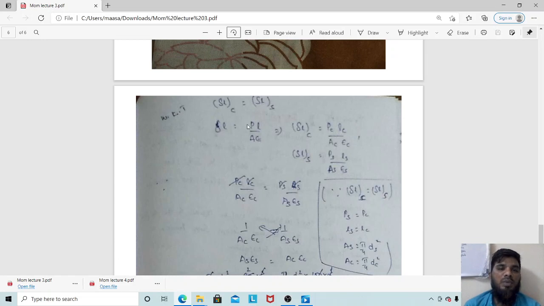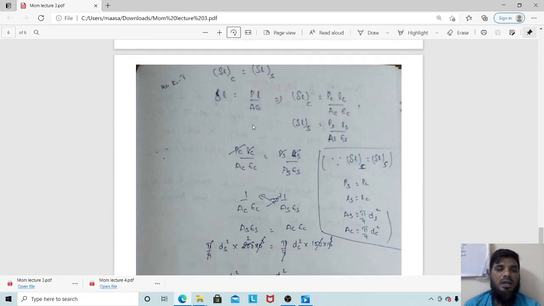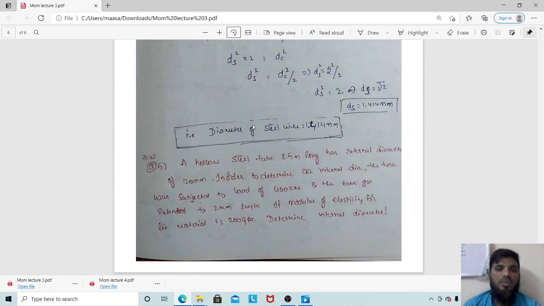So this is 2 mm. This load they have given as 400, so you will substitute 400 in the place of load. In the place of L you will substitute 3.5 meter, you have to convert into mm, that is 3500 mm. Area you will write as it is, A keep as it is, then E they have given as 200 gigapascal. Try to solve this.